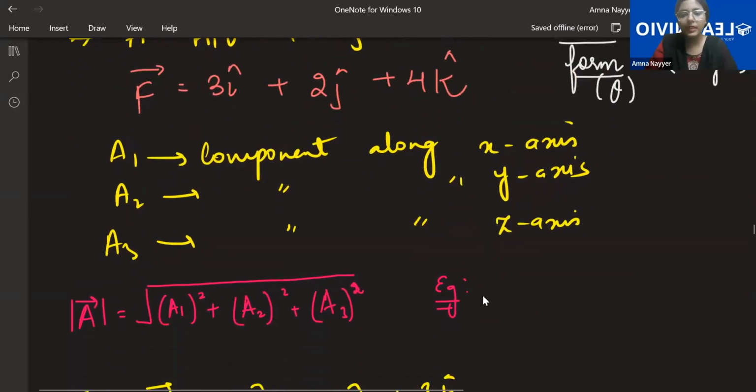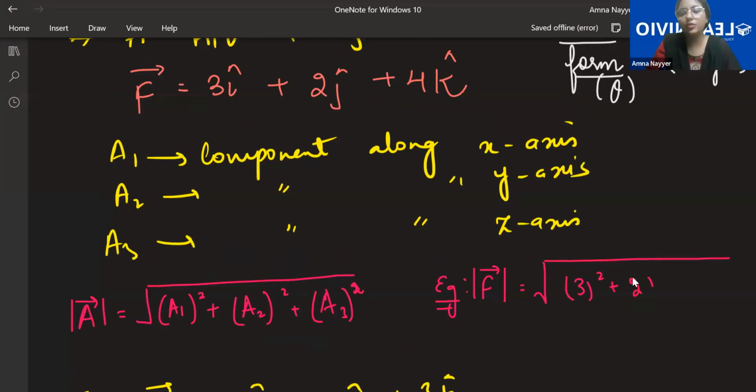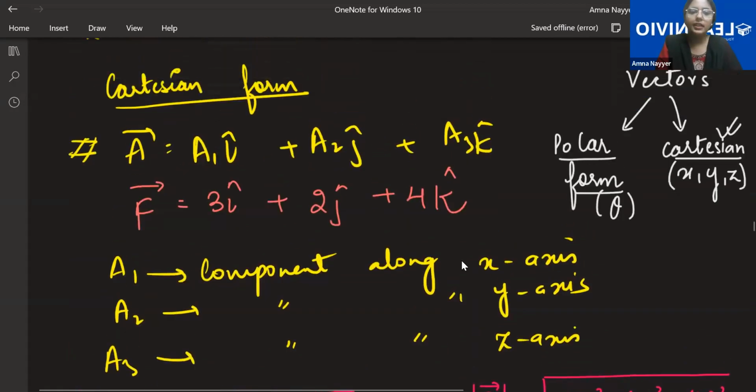Tell me Aisha, what will be the magnitude of force? 3 square plus 2 square plus 4 square. Very good. This will be 3 square plus 2 square plus 4 square, which you can solve later. I'm just putting it like this. That's how we calculate the magnitude. Okay, now we'll see how to make the unit vector. Write it down.